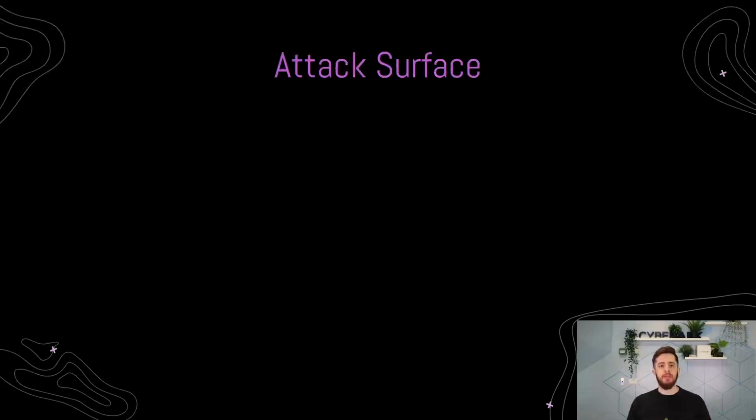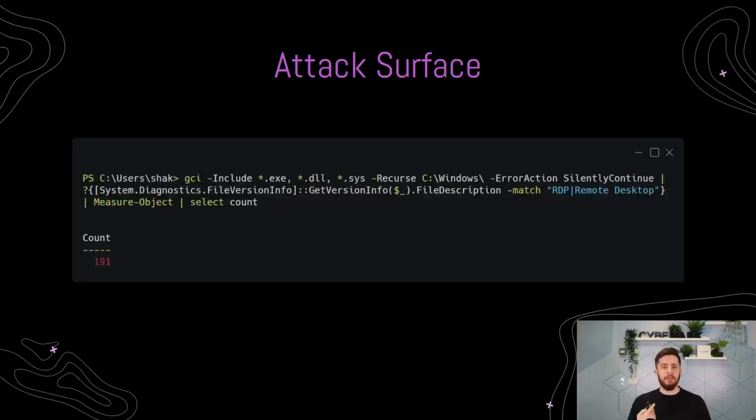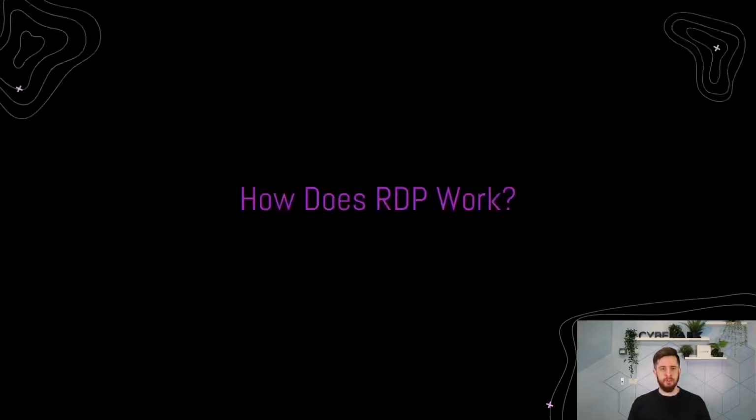So we can agree that RDP can be a lucrative target for attackers, but why should we fuzz it? To answer that, let's have a quick look at the RDP attack surface. As you can see from this simple query here, we have more than 190 RDP-related binaries, drivers, executables and so on. And this is on a vanilla Windows installation. So it's quite a lot of code, we can agree. And manual review doesn't seem like a great option at this point. And this is why we decided eventually to go with fuzzing.